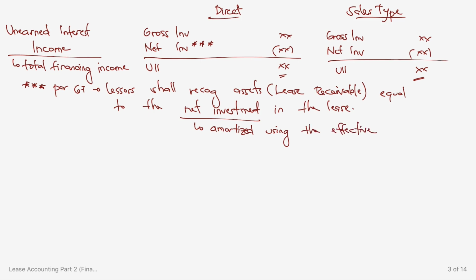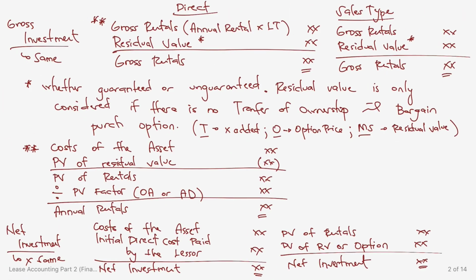So, ibig sabihin, mag-amortize pa rin po tayo dito. So, kaya wag na wag mong kakalimutan yung effective interest method na yan, kasi gagamitin mo yan sa marami pang topics. Okay? So, ibig sabihin, kung effective interest method tayo, paano natin i-compute ngayon yung interest income? Interest income will be equal to the carrying amount at the beginning times the rate na ginagamit natin. Nagkakaintindihan ba?